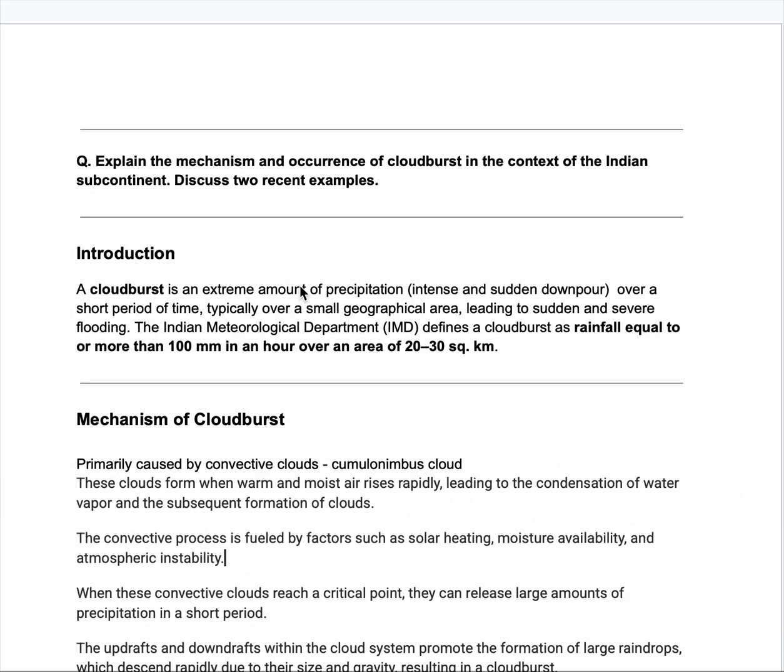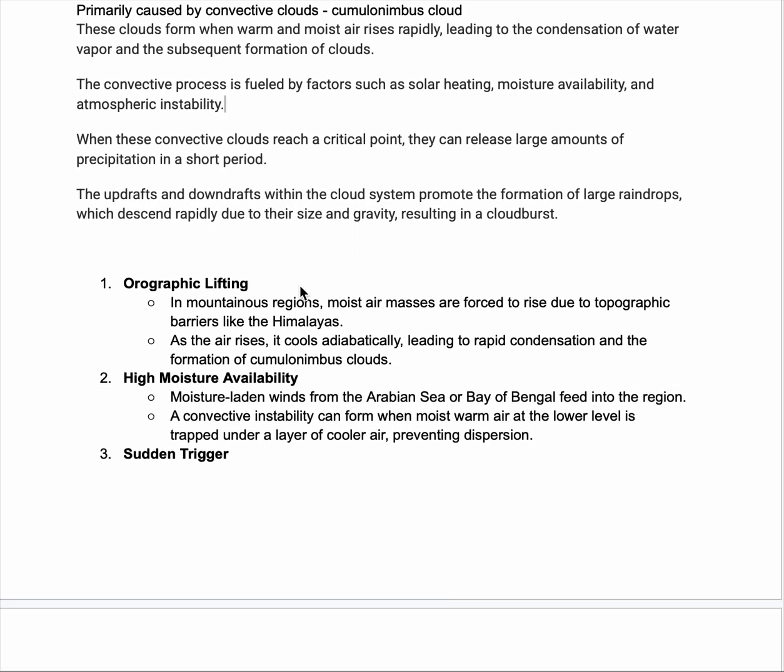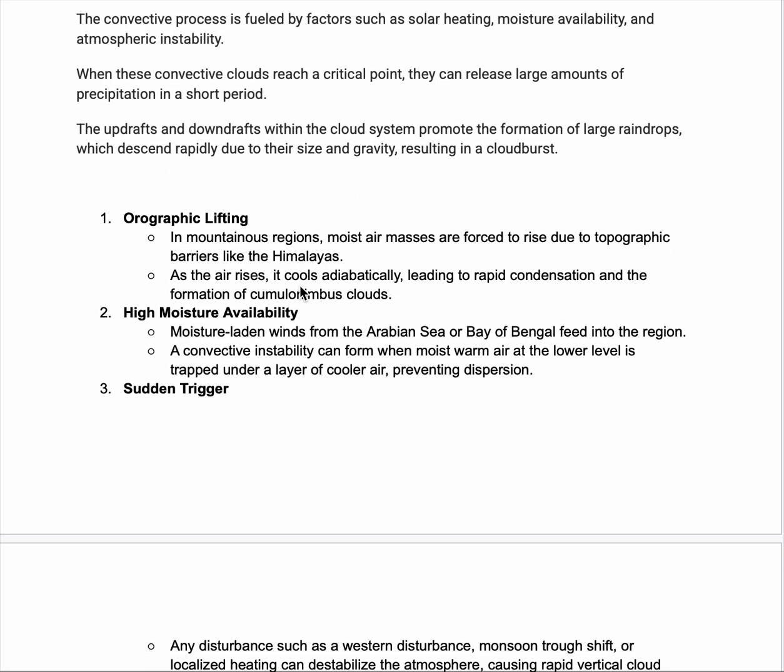There are a few factors which lead to cloudburst. First of all is orographic lifting. Cloudbursts mostly take place in mountainous regions. Moist air is forced to rise due to topographic barriers like the Himalaya. As the air rises, it cools abruptly, leading to rapid condensation and formation of cumulonimbus clouds, the same process we discussed earlier. So these cloudbursts mostly happen in mountainous regions near the Himalayas.